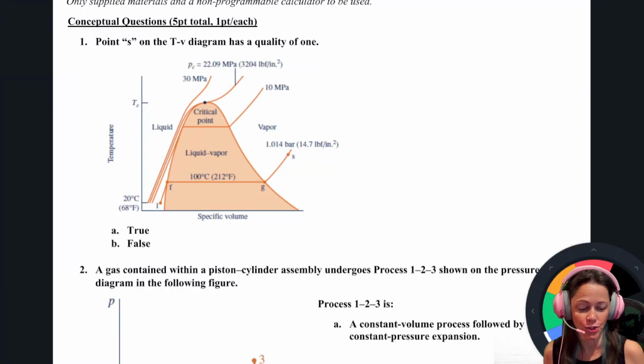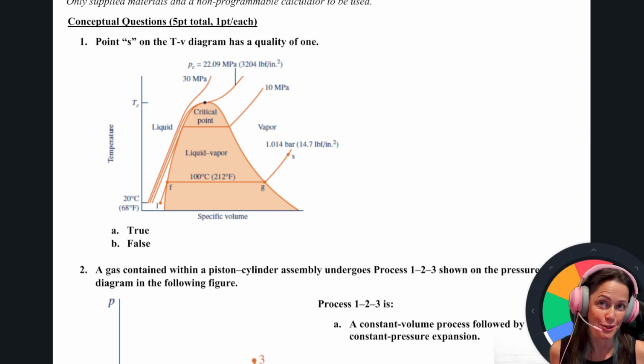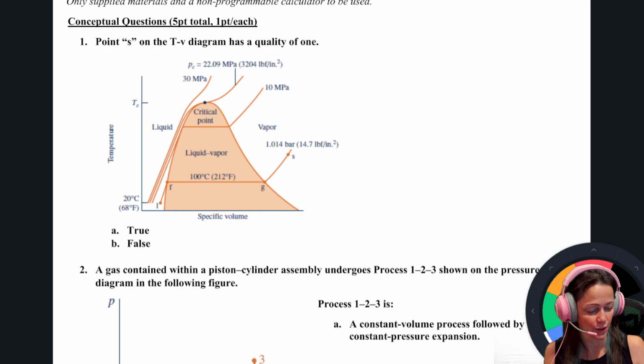Right, so I wanted the chance to walk through the test. I know you have access to the solution, but sometimes it's helpful to hear somebody talk through it. So if that's helpful to you, here you go.